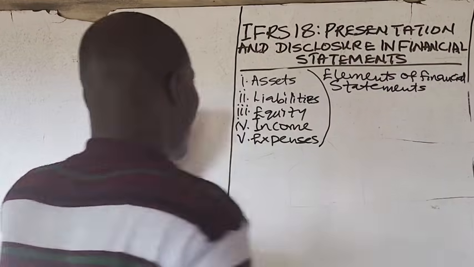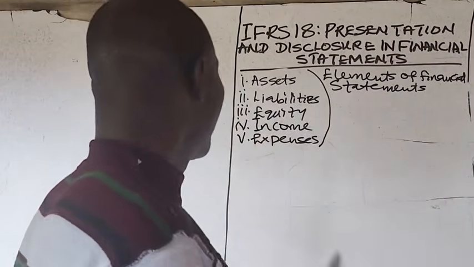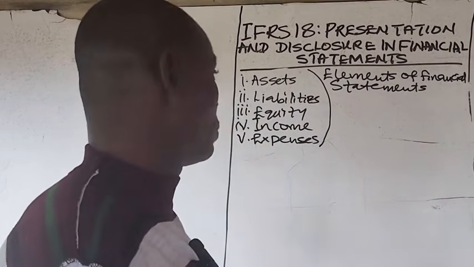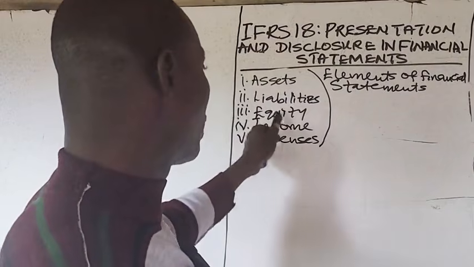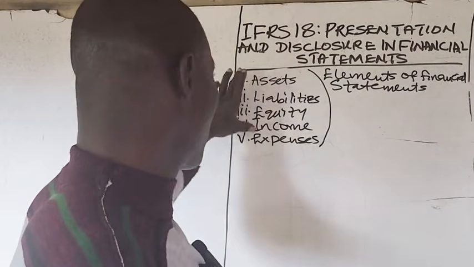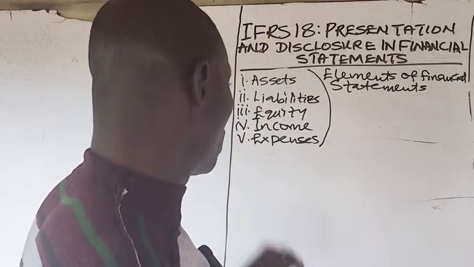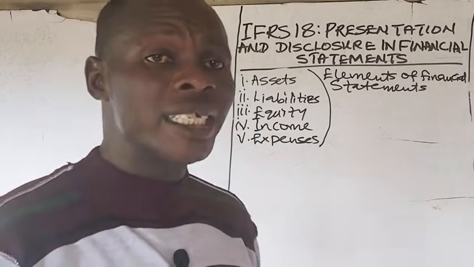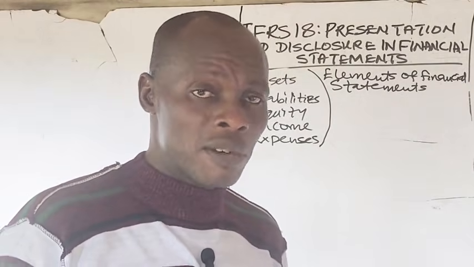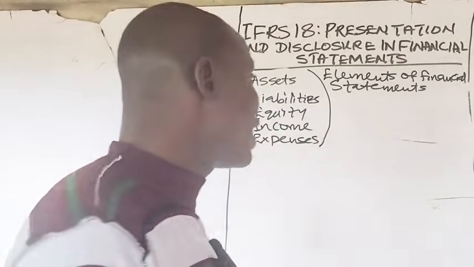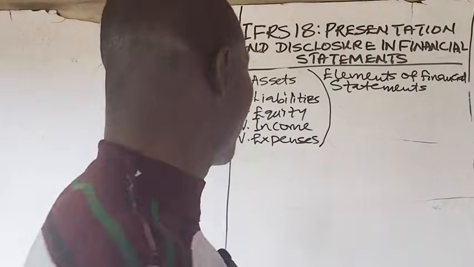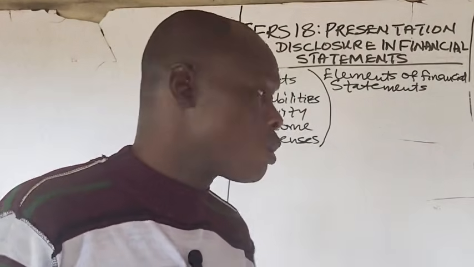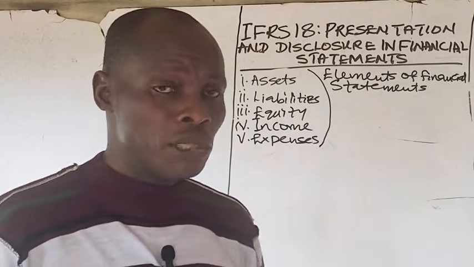Of these 5 elements, the first 3 are usually reported in the statement of financial position. That is, assets, liabilities, and equity will be recognized in the statement of financial position, while the last 2, income and expenses, will be reported in the statement of financial performance. What is a statement of financial position?